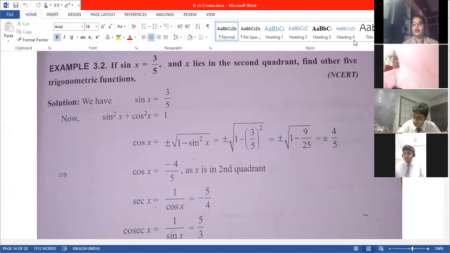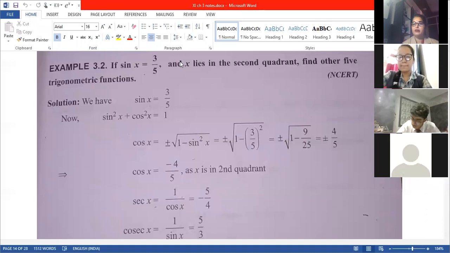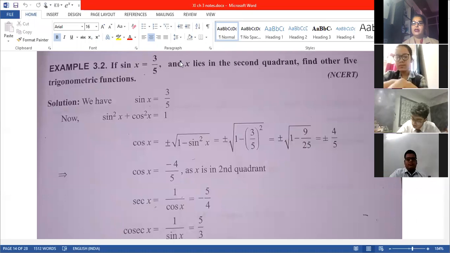Good morning, class. So today we'll start with exercise 3.2. Yesterday we did one question only. And again, I'm telling you, these are not the questions of NCERT only. They can be from other books also. Clear? So please try each and every question of NCERT also. Clear? Now come to this question.